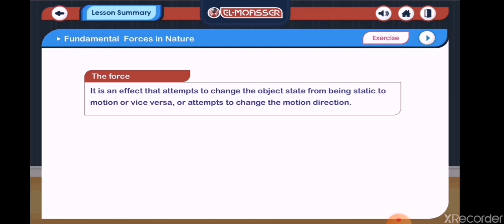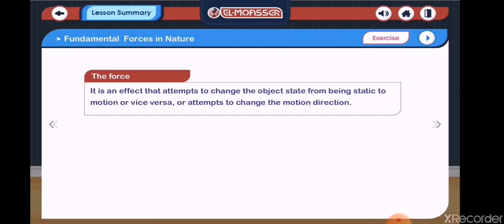If you put a book on the table, can it change its position from static to motion without force? No. The book on the table remains static as long as no one moves it. Why? Because there is no force acting on it. The wall doesn't move when you push it with your hands because the force acting on the object is improper.